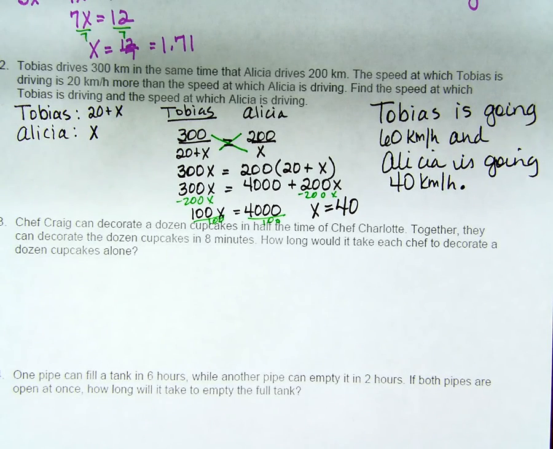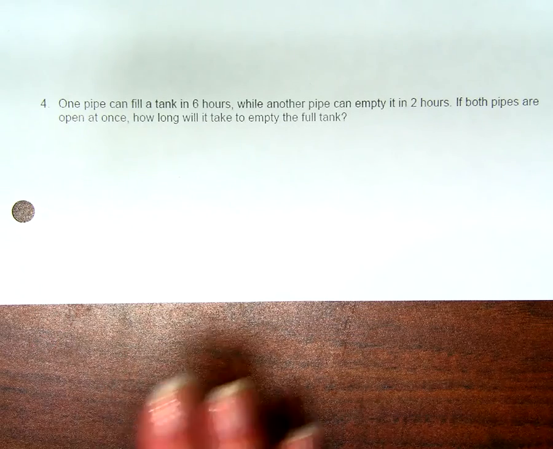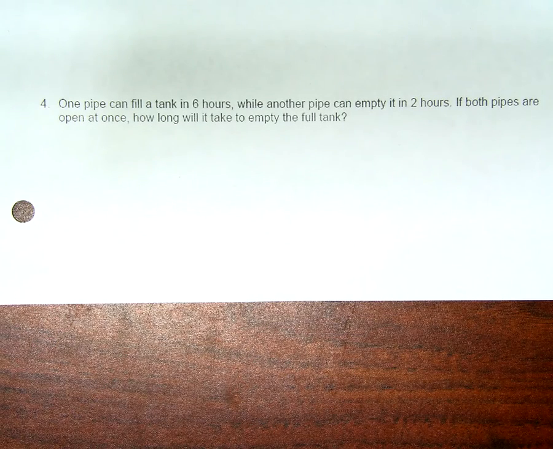Okay so far? Any questions about 1 or 2? Okay, we need to set up number 4. So jump down to number 4. One pipe can fill a tank in 6 hours, while another pipe can empty it in 2 hours. If both pipes are open at once, how long will it take to empty the full tank?